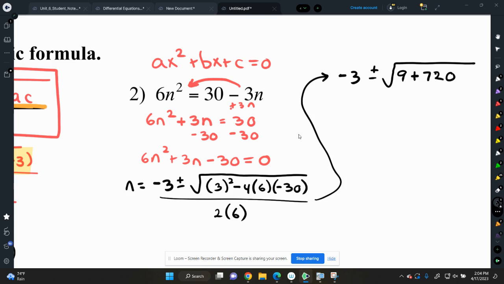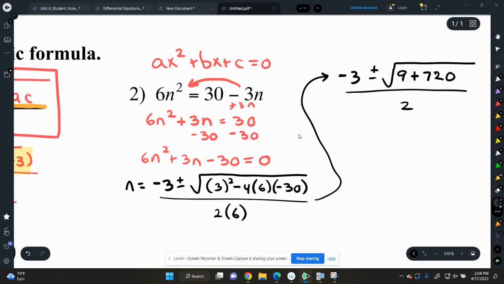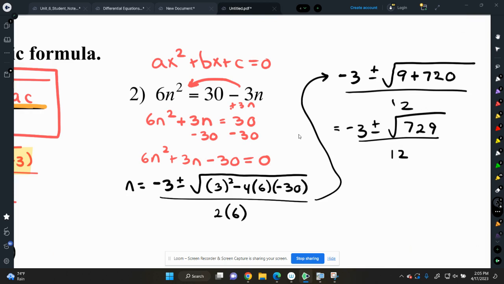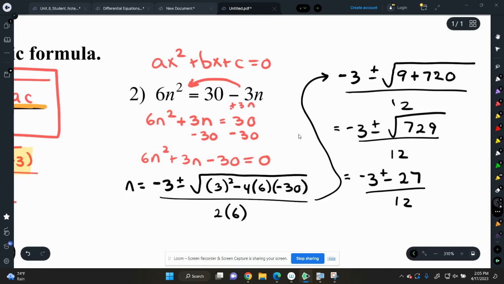720. Okay. Divided by 12. All right, so we get negative 3 plus or minus the square root of 729 over 12. So do we know the square root of 729? Okay. So this equals negative 3 plus or minus 27 over 12.